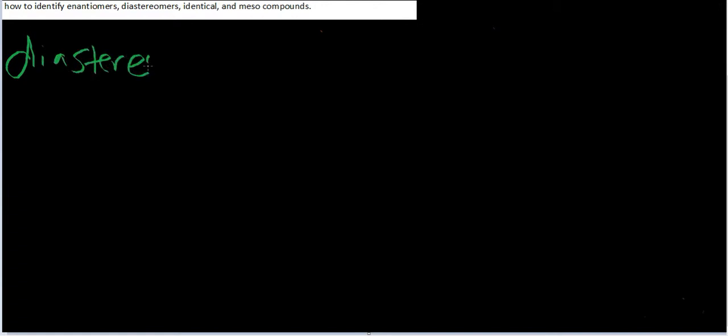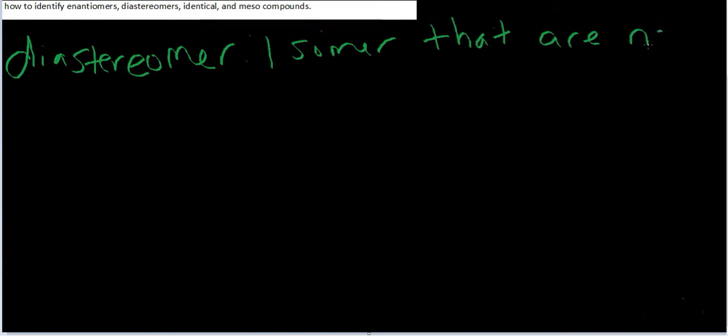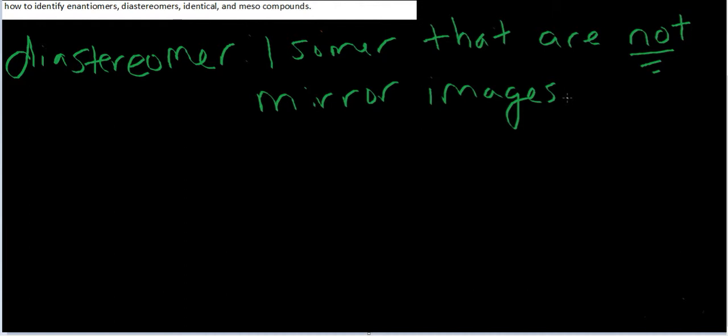Diastereomer. I'll give you the definition of that, and then we'll break that down. A diastereomer is an isomer that is not a mirror image. The key word here is "not," so underline that: not mirror images. So we consider what the definition of mirror images is.